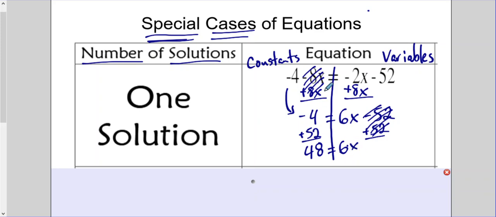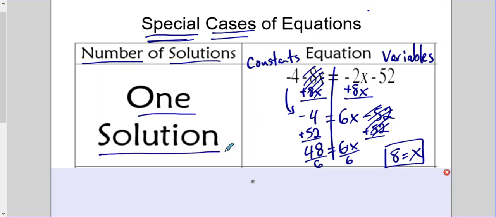Here, to cancel out the entire term, I needed to cancel out that x also, so I needed to add or subtract. Here, I'm just canceling out the 6, so I divide that 6 away. And that gives me the answer of 8. x equals 8. These are the types of equations that you've already seen. This is one solution. There is just one answer. x equals a single number. So that's actually not a special case. That's the normal case that you typically see.